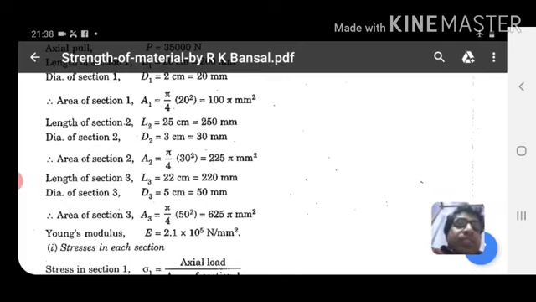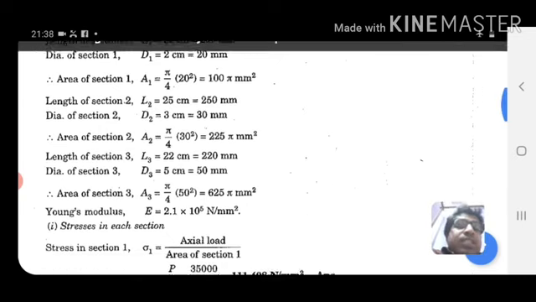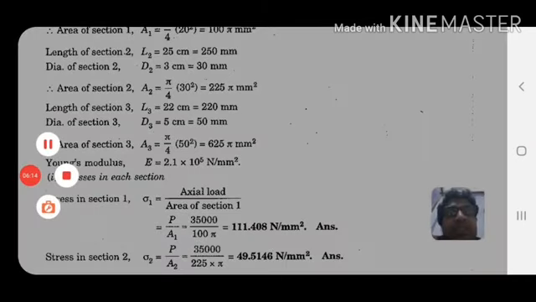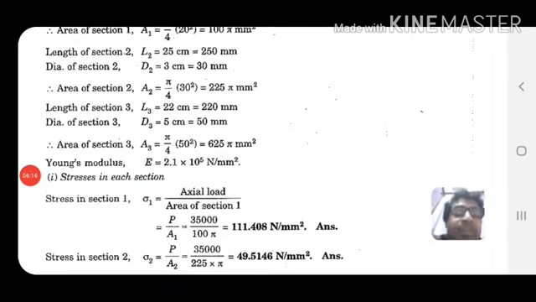Length of section 2, L2, is equal to 25 millimeter, that is equal to, after calculation, 250 millimeter. Diameter of section 2, D2, is 3 centimeter, 30 millimeter. Now your objective is the stresses in each section. When you solve a numerical problem related to stress strain, first you calculate the area.